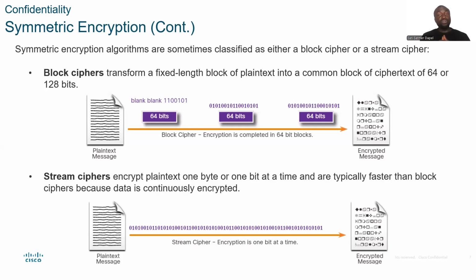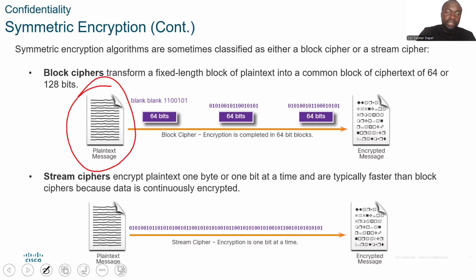Decipher means to decrypt. That is just it, right? So a block cipher transforms a fixed-length block of plain text into a block of cipher text of 64 or 128 bits. What are we saying? You have a message here in plain text. Cipher means that you encrypt it, you jumble it and encrypt it.